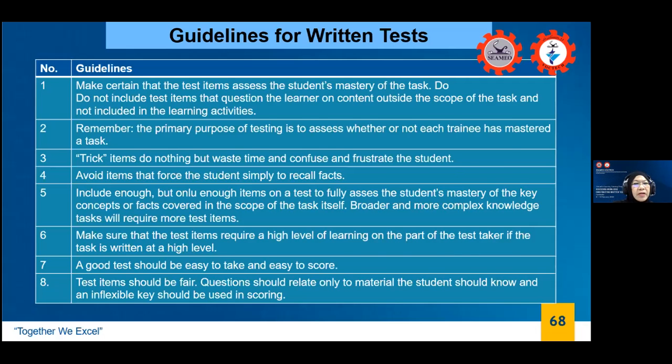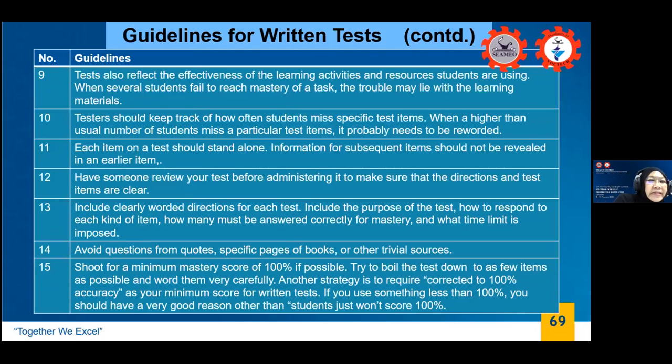There is a continuation of this one. So another one more. It says tests also reflect the effectiveness of the learning activities and resources students are using. When several students fail to reach mastery of a task, the trouble may lie with the learning materials. Meaning to say, you will assess your students, remember the formative assessment? The formative type of assessment is something that you do somewhere at the beginning and during the lesson, right? Now the test that you will make is a summative type of test, whereby before you give the summative test, you will know already, oh, I think I should improve on this one so that my students will do well, so that my students will be really competent.